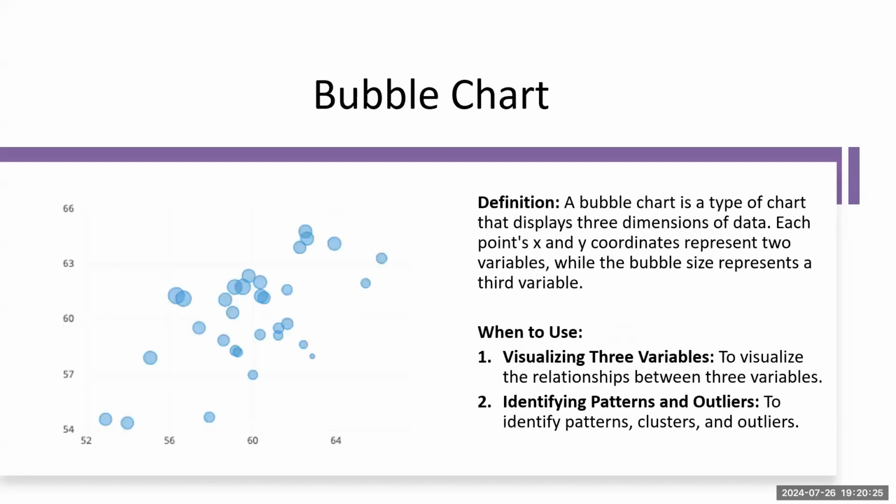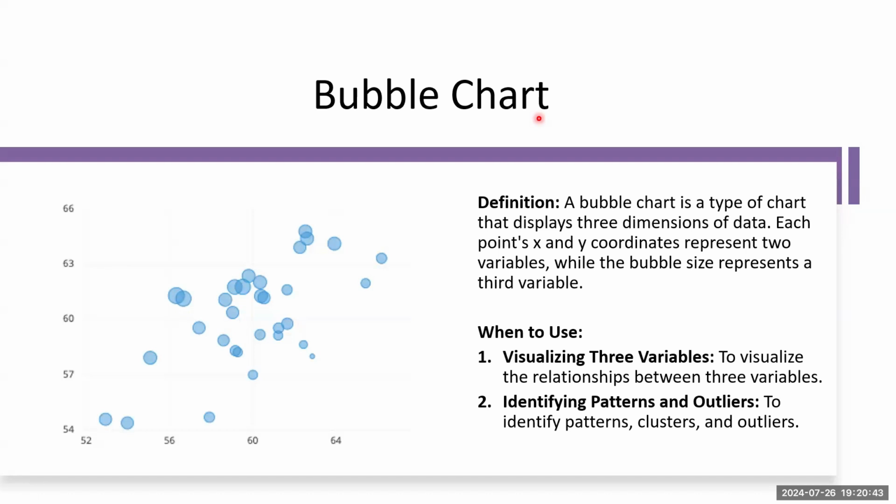We also have the bubble charts. Quickly, the bubble chart is a type of chart that displays three dimensions of data. Each point's x and y coordinates represent two variables, while the bubble size represents a third variable.